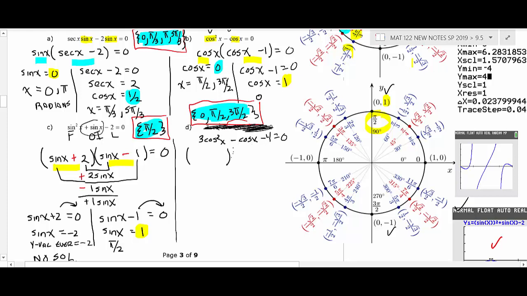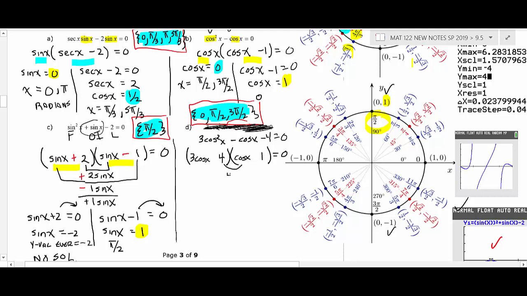Now when you factor this one, it will factor in a way that we can solve the problem. So you would have 3 cosine x here and cosine x here to get the first term. And then you could either do 2 and 2 or you could do 4 and 1. I think it's the 4 and 1 that works on this one. So I'm going to put a 4 and 1 there.